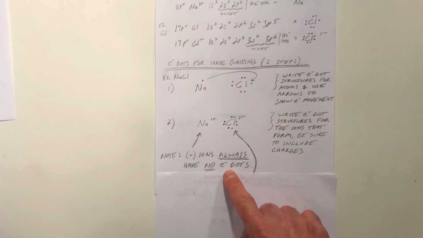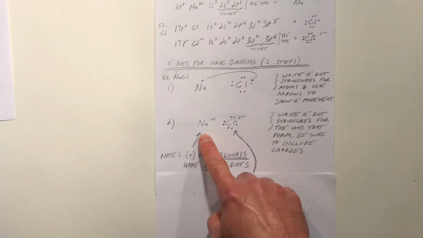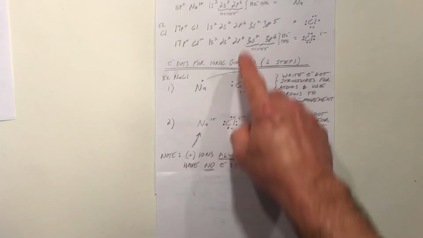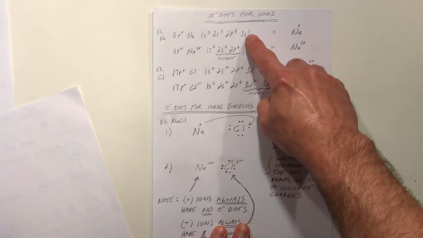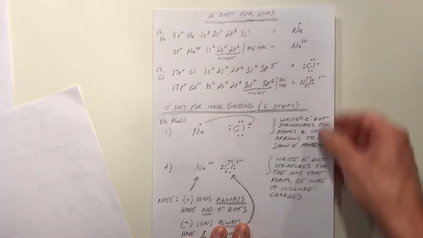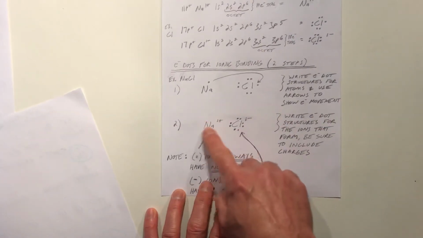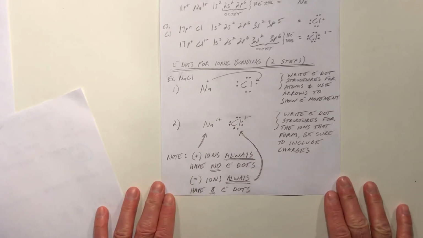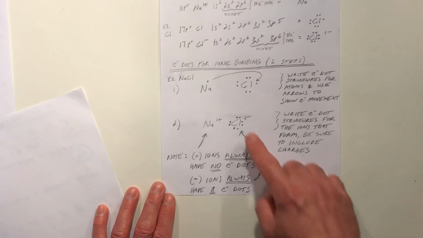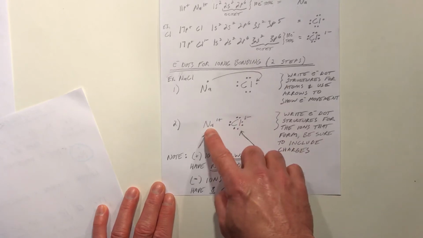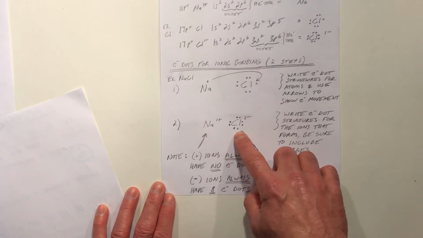Notice that the positive ions always have no dots. They get rid of all their electrons. We can see that looking back up here, for example, sodium gave away its 1 dot to get an octet. And that's what we see, no dots here because it gave away that 1 dot it had. And then negative ions will always have 8 dots. They will always be that way. Positive ions with no dots, negative ions with 8 dots.